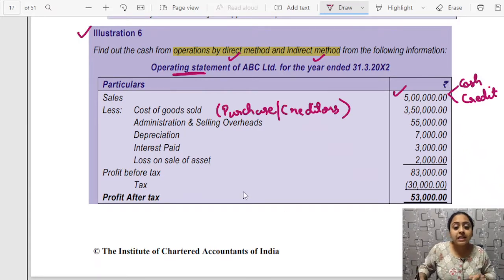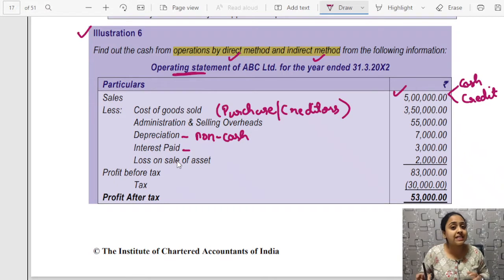Okay, now administration and selling overheads, these can be either cash or credit, you have to see which on the basis of further information. Depreciation is always non-cash, it will be removed as it is a non-cash item. Interest paid must be a financing or investing activity as per Ind AS 7, or you can say as per the carve out, there is no option now available under Ind AS to classify such interest as an operating activity, or dividend as an operating activity.